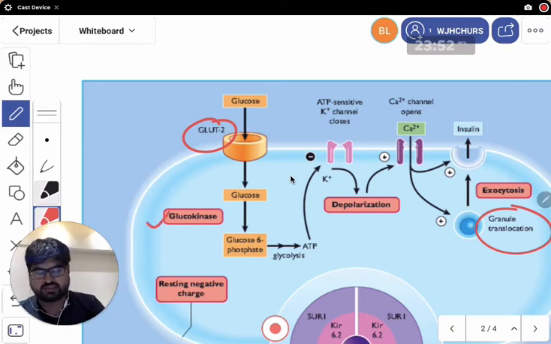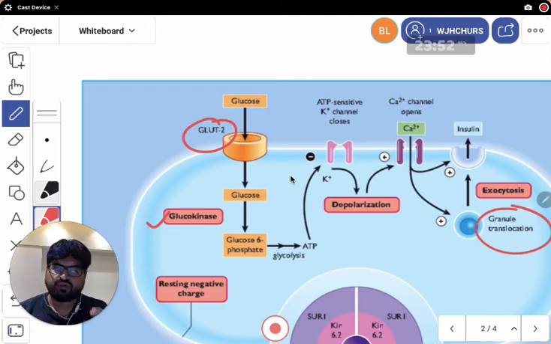Here it's acted upon by an enzyme which is known as glucokinase. The glucokinase activates it into glucose 6 phosphate. Okay, now glucose 6 phosphate further undergoes glycolysis to produce ATP. Now we all know that ATP is the energy for the cell.